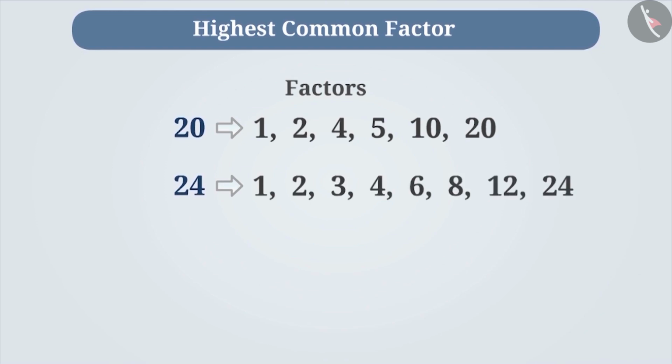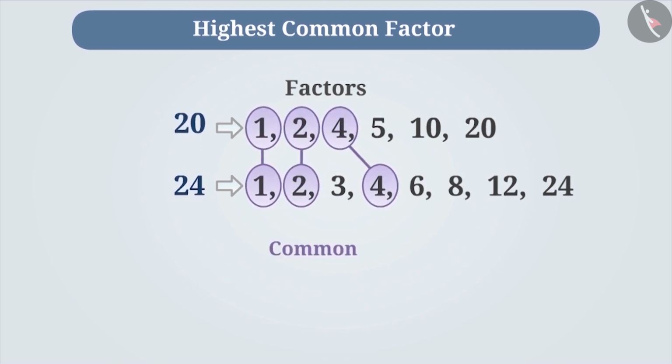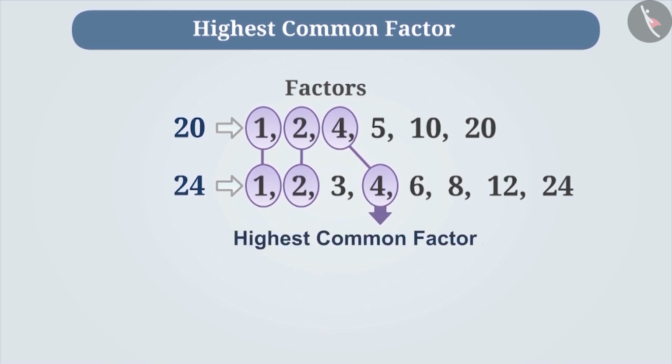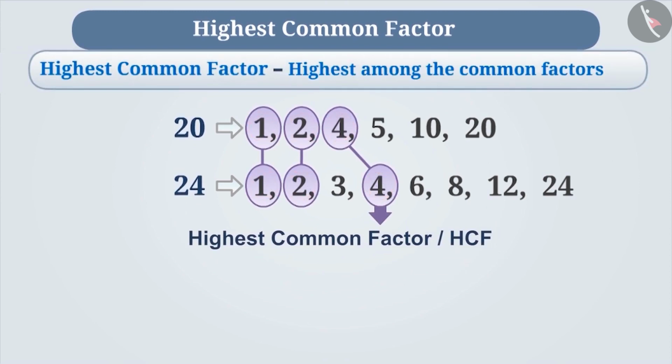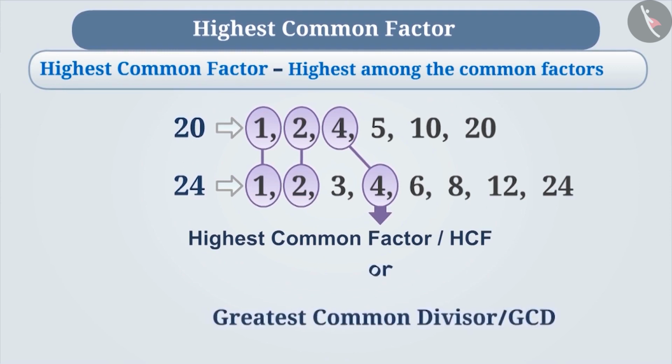Among the factors of 20 and 24, the factors 1, 2 and 4 are common. We call them common factors of 20 and 24. 4 is the highest number among the common factors of 20 and 24. Therefore, 4 is called the highest common factor. That means, for any two or more given numbers, the highest of their common factors is called the highest common factor or HCF. It is also known as the greatest common divisor or GCD.